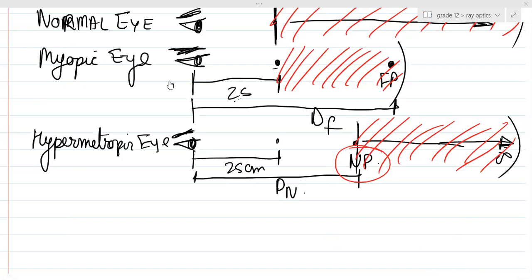Just wait for some time. Hypermetropic diagrams. Copy image.